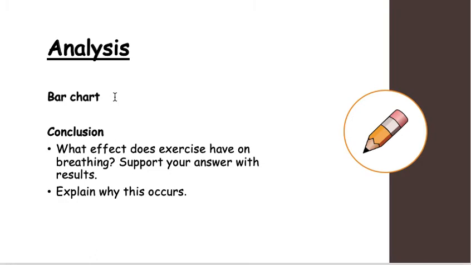And I'd like you to analyse that bar chart and write just a sentence or two to explain what we're seeing. So, what effect can you say exercise has on your breathing rate? And support your answer by referring to your results. So, say when it was at rest, it was this. When I was running, it was that. That shows me that exercise has X effect on breathing. And then, if you can, try to explain why you think this might occur. And we'll be revisiting that at the start of our next PowerPoint. Thanks everyone, and good luck with that work.